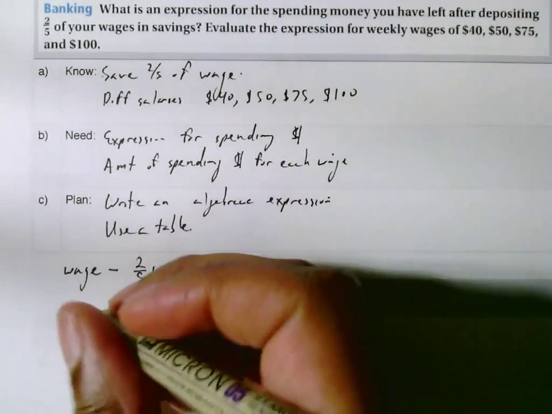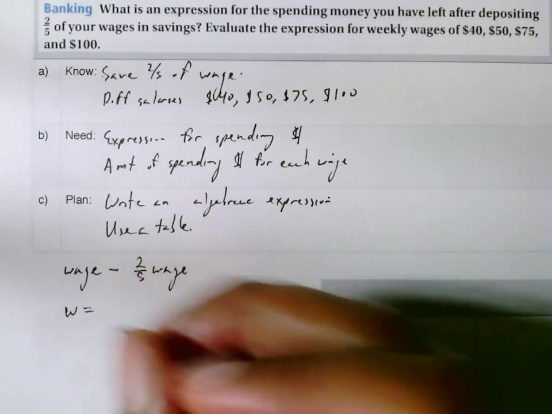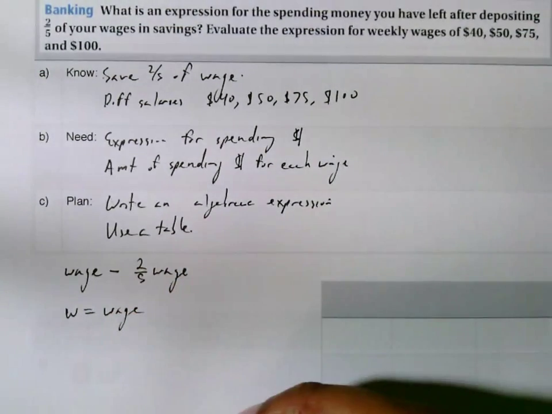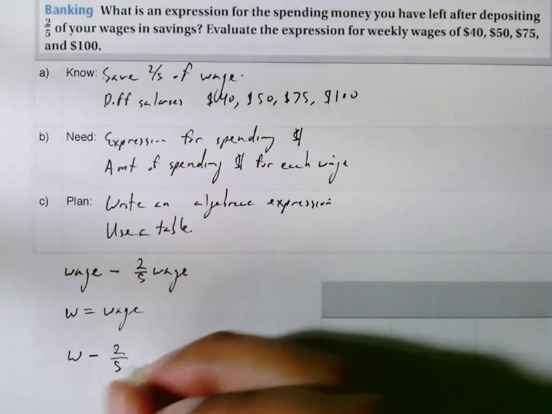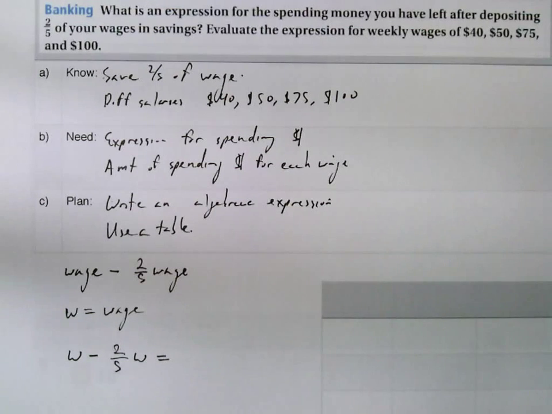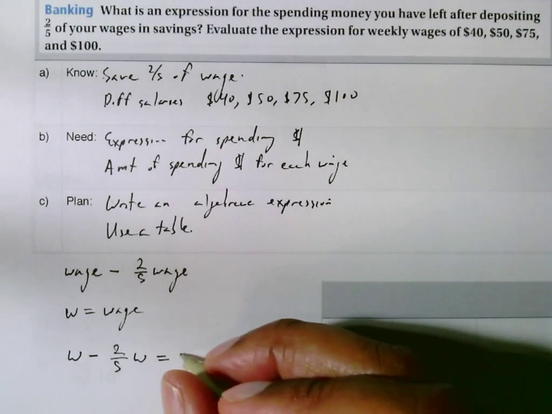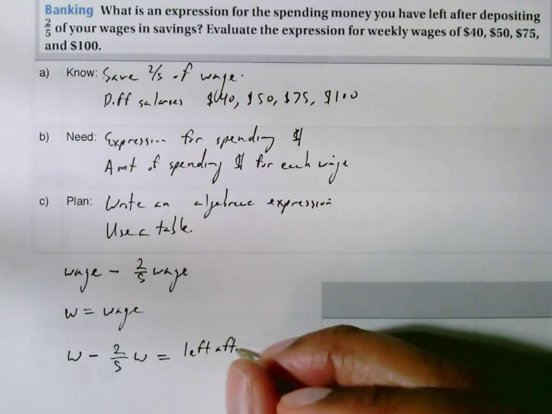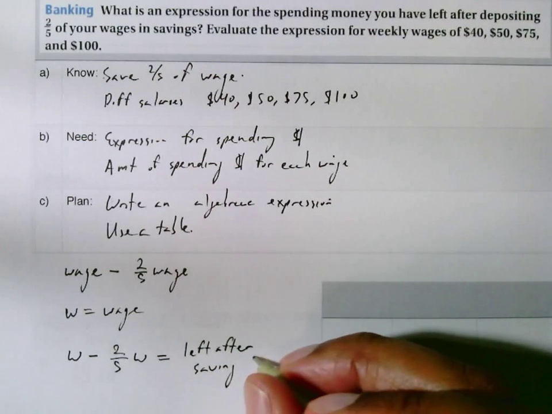Alright, so if I use maybe a variable, let's say I use a variable W. W equals wage. Then a good expression could be wage W minus 2/5 my wage W is going to equal to my, this expression represents how much money I have left after savings to spend.